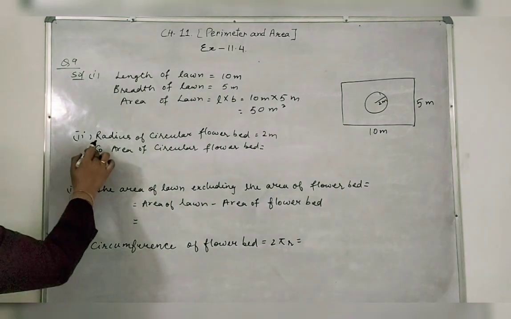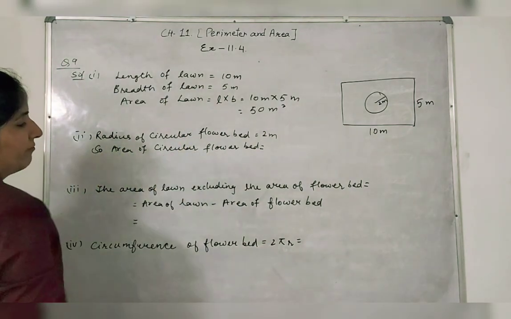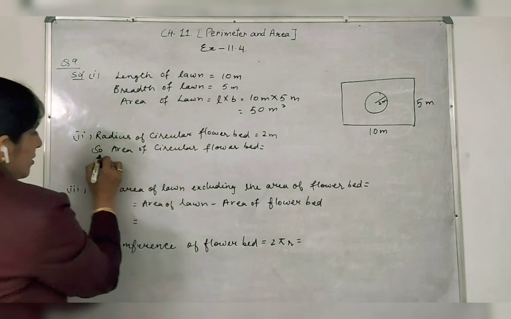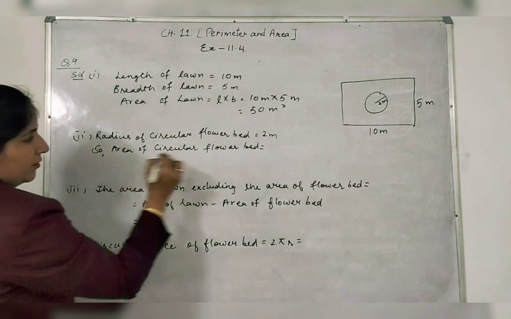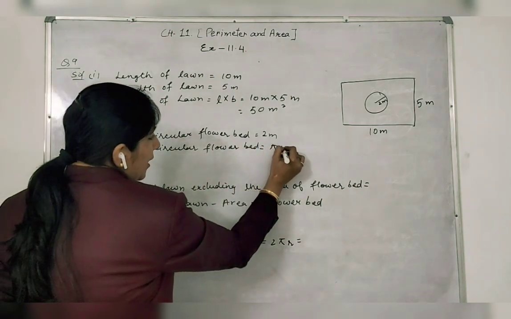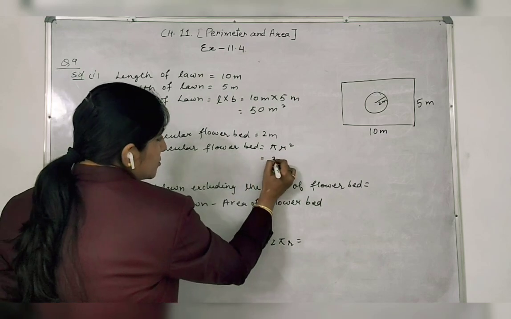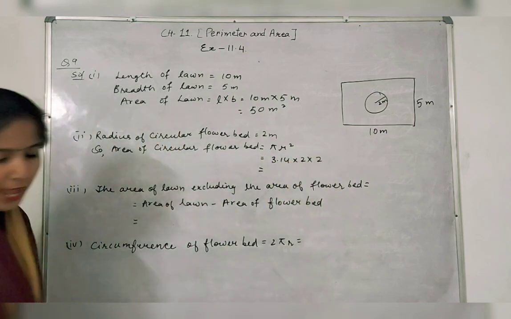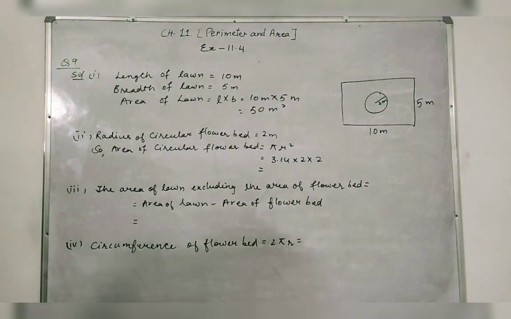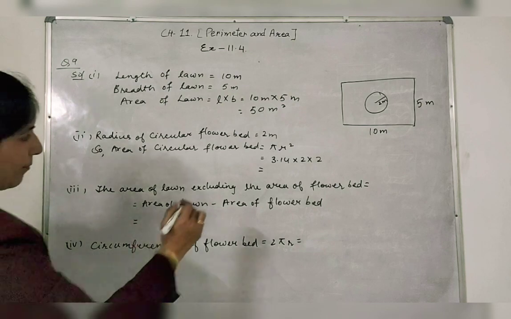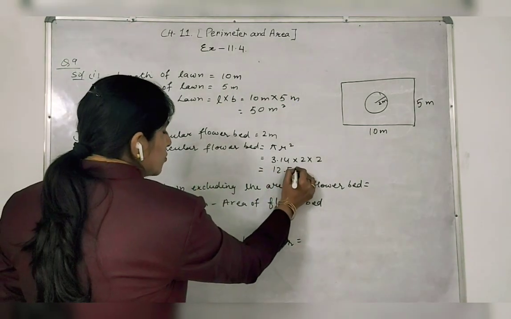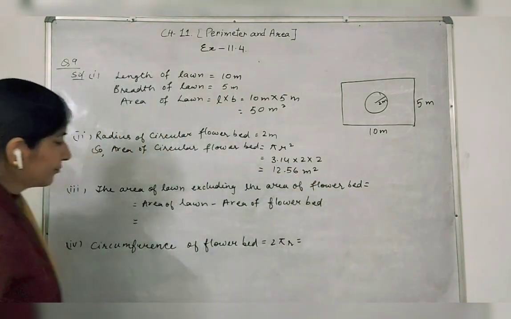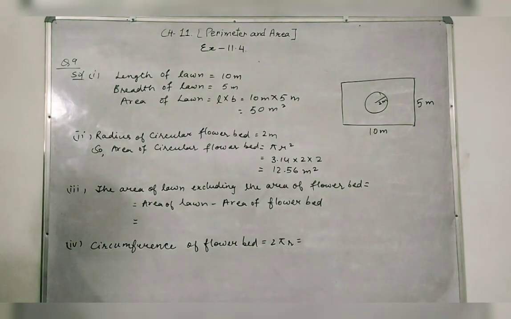Now the next point is that the radius of the circular flower bed is given to us as 2 meter. So we can calculate the area of the circular flower bed. The formula is pi r square. So 3.14 multiplied by 2 and multiplied by 2 once more, and then we can find out the area of the flower bed, that is 12.56 meter square after solving.